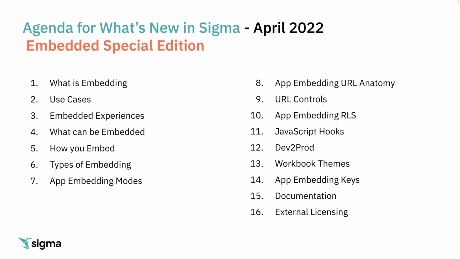For development to production, this is the code life cycle of embedding. Like, what does that look like? For customizing the look and feel of your embed, we talk about workbook themes, like changing fonts and colors and button styles and spacing. On the security side, the app embedding keys. This is where the embedding journey begins: you have to generate a secret key. And then I have some quick links on documentation.